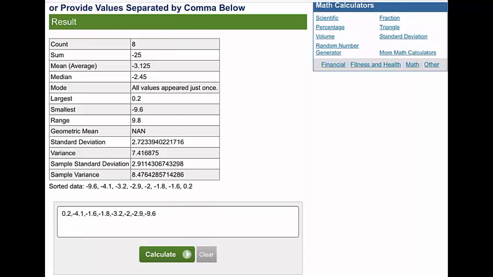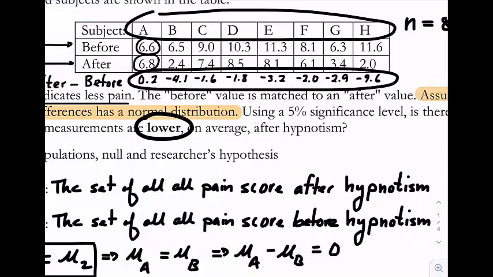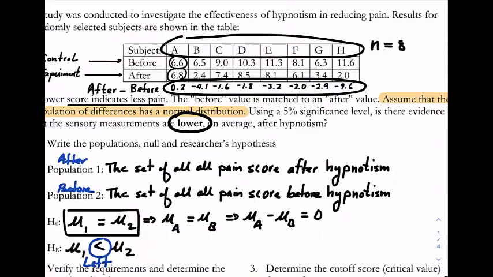So 2.9114, 2.9114 for the sample standard deviation. I'll go ahead and record those numbers back down from using that calculator.